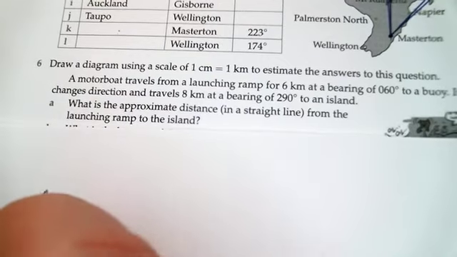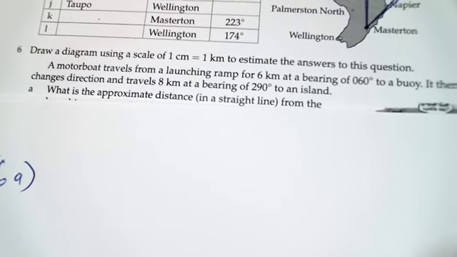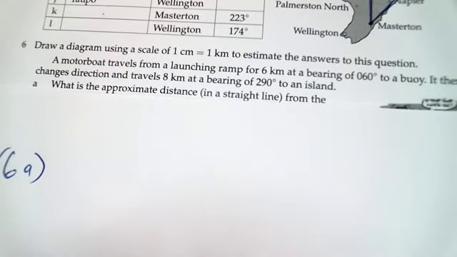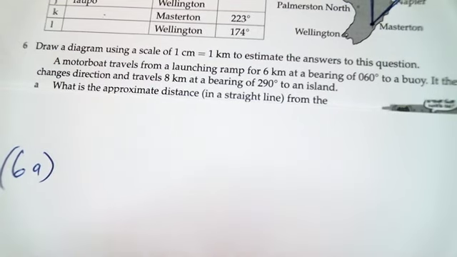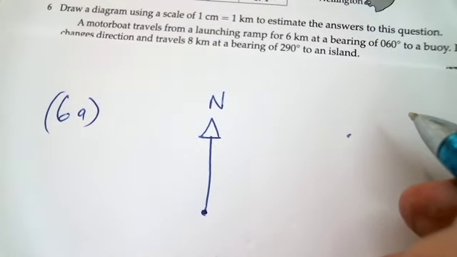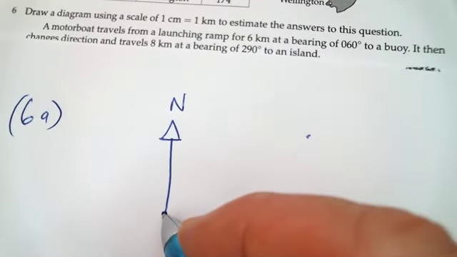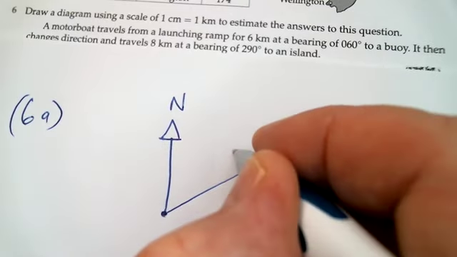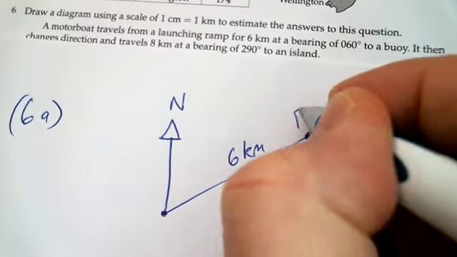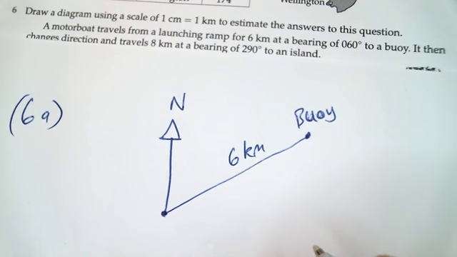So 6A, a motorboat travels from a launching ramp for 6 kilometers on a bearing of 060. So here's a point here, 6 kilometers, so here's north, 60 degrees. So 60 degrees is approximately, I'll get it just approximately, about there. So 60 degrees to a buoy. Okay, so 60 degrees, 6 kilometers. So I'll just go like that and go like that. Say that's 6 kilometers. There we are. And that's the buoy, B-U-O-Y. I never know how to spell it because it's not a word I use that much.